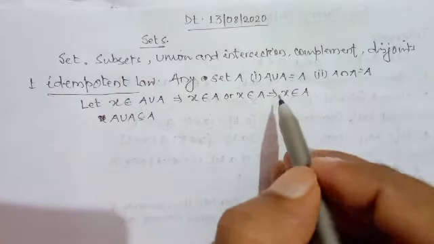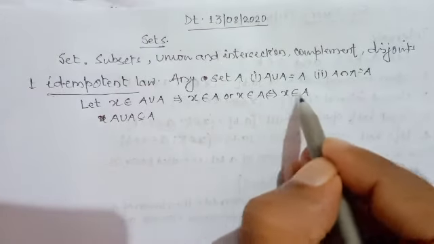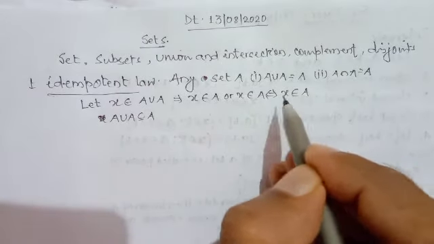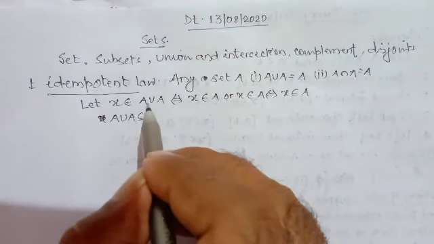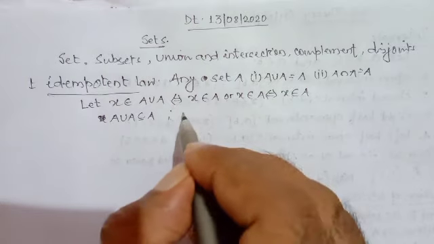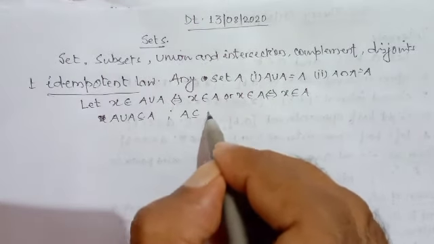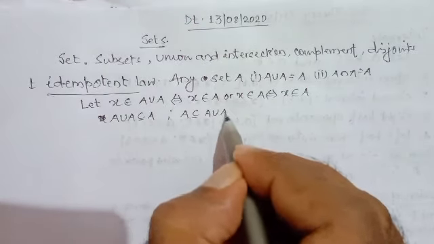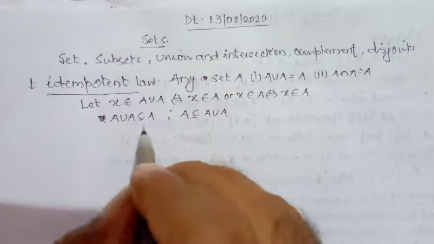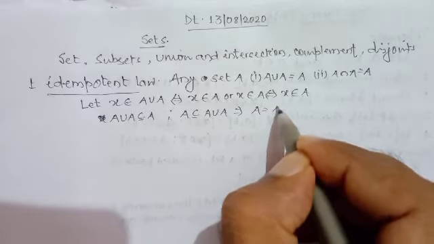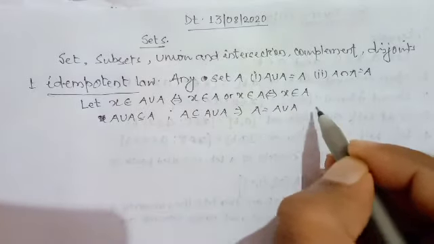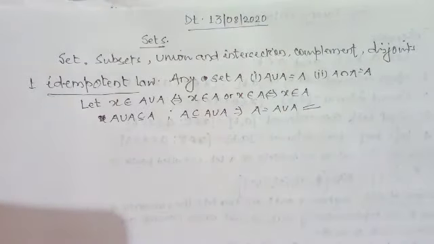Similarly, if X belongs to A, then X belongs to A or A, then X belongs to A union A. So similarly we can write A is a subset of A union A. Since both are subsets of each other, this gives A is equal to A union A, or A union A is equal to A. This is your first law, which is called the idempotent law.